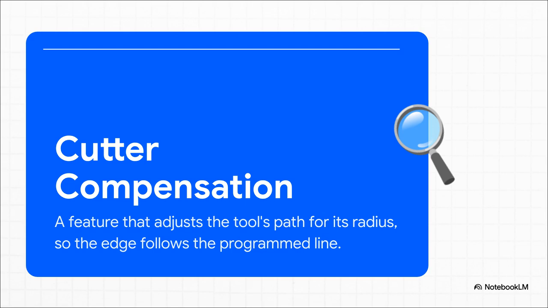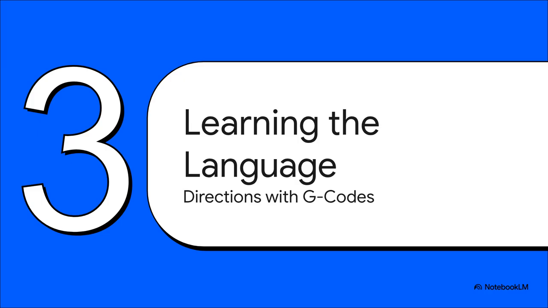And this right here is why cutter comp is such a game changer. It makes programming so much easier. I mean, instead of you having to manually calculate a different offset path for every single tool you might use, you just program the part's final dimensions one time. The machine handles all that tricky math, which saves a ton of time and, let's be honest, prevents a lot of headaches. Okay, so how do we actually give the machine these driving directions?